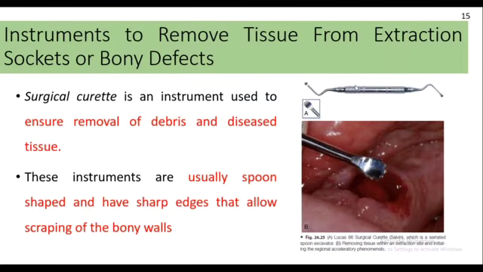Now coming on to the instruments used to remove the tissue from the extraction socket, the surgical curettes, which have striations, are used to remove the debris and diseased tissue from the site. It's usually a spoon shape and has sharp edges that allow scraping of the bony walls.